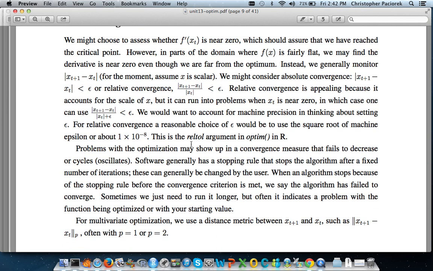The other thing that you'll often put in any code that you write to do optimization is an optimization criterion that says when xt and xt minus 1 are close enough together, stop and return the answer. And you also have a maximum number of iterations argument that basically says don't do more than 100 iterations or 1,000 iterations or something like that.